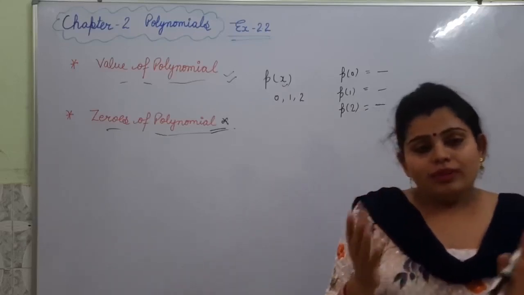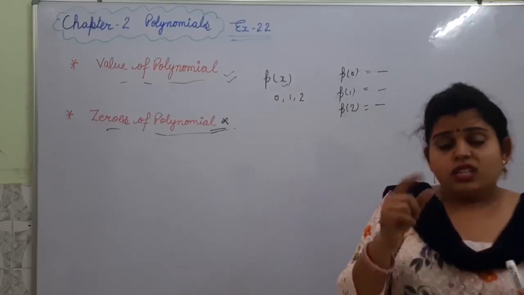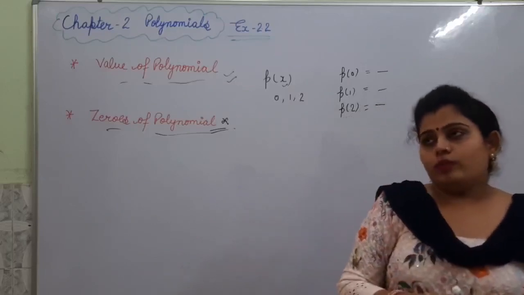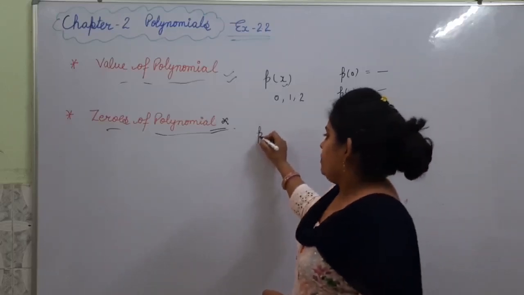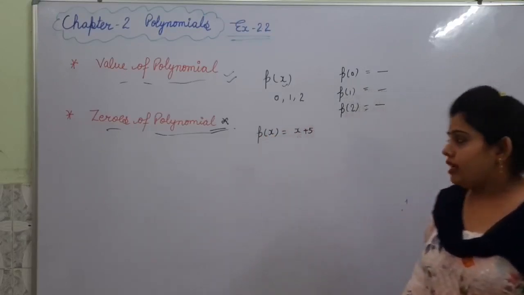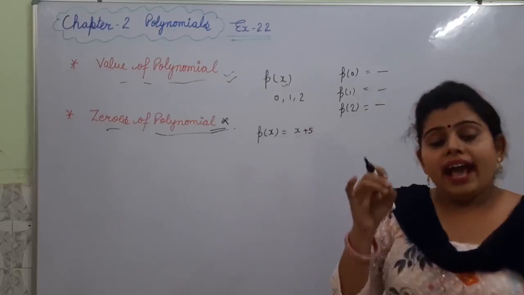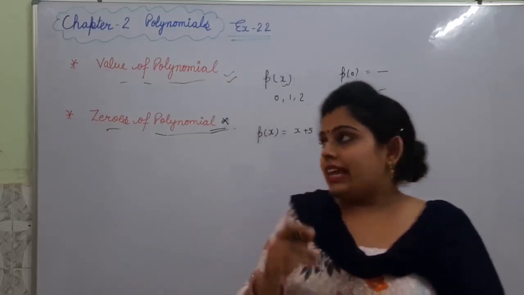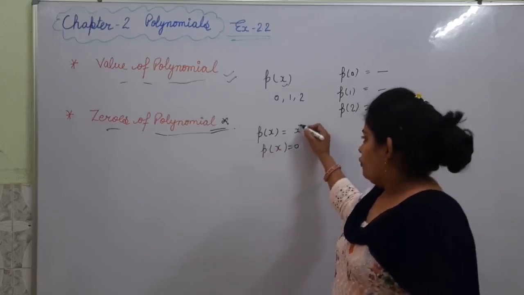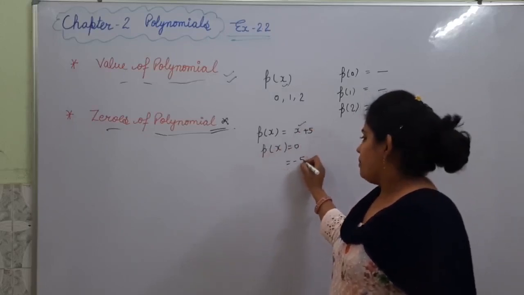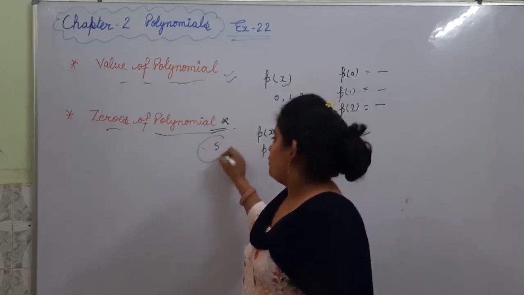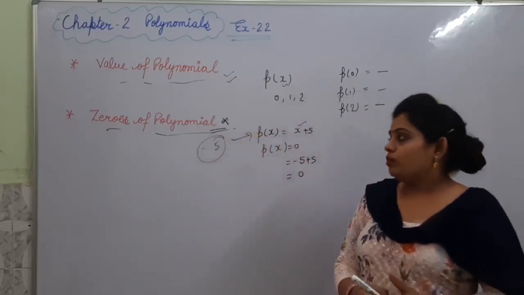Zeros of the polynomial means ऐसी कौन सी वैल्यू जिसके लिए हमें polynomial का आंसर 0 मिलेगा, that will be the zeros of the polynomial. Suppose we are having a polynomial p of x is equal to x plus 5. हमें given है x plus 5. अब x की कौन सी वैल्यू है जिसके लिए हमें p of x 0 मिल रहा है? If we are replacing x by minus 5, then we are getting 0. It means minus 5 is the zero of this polynomial p of x.